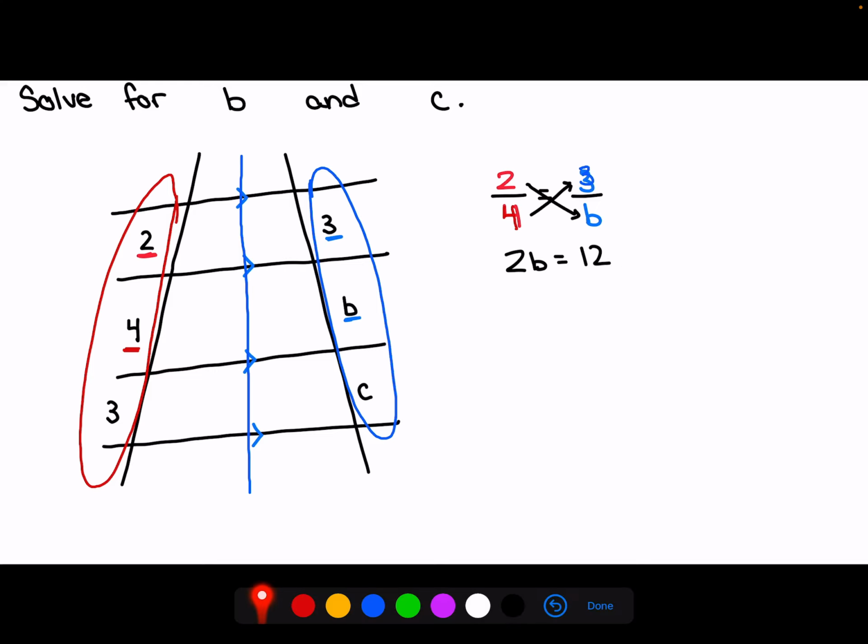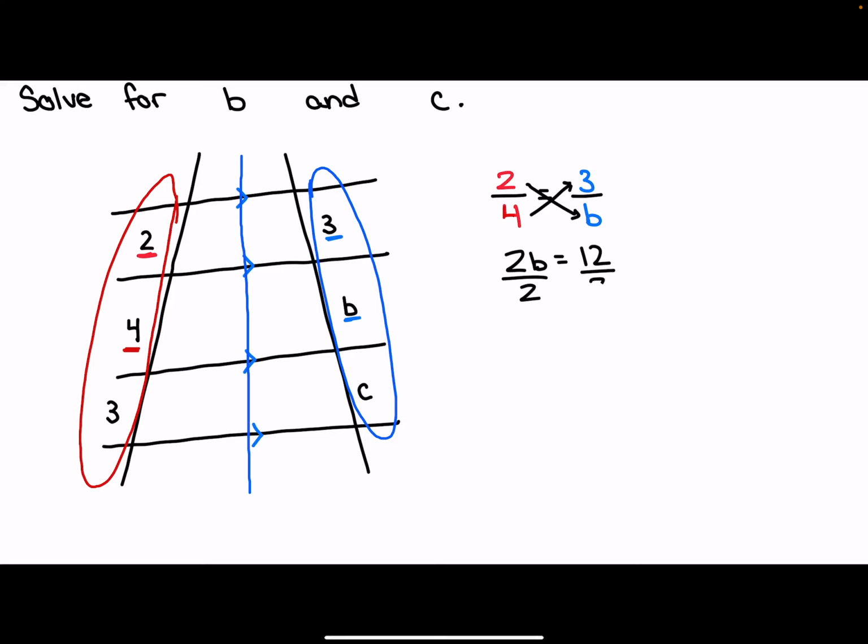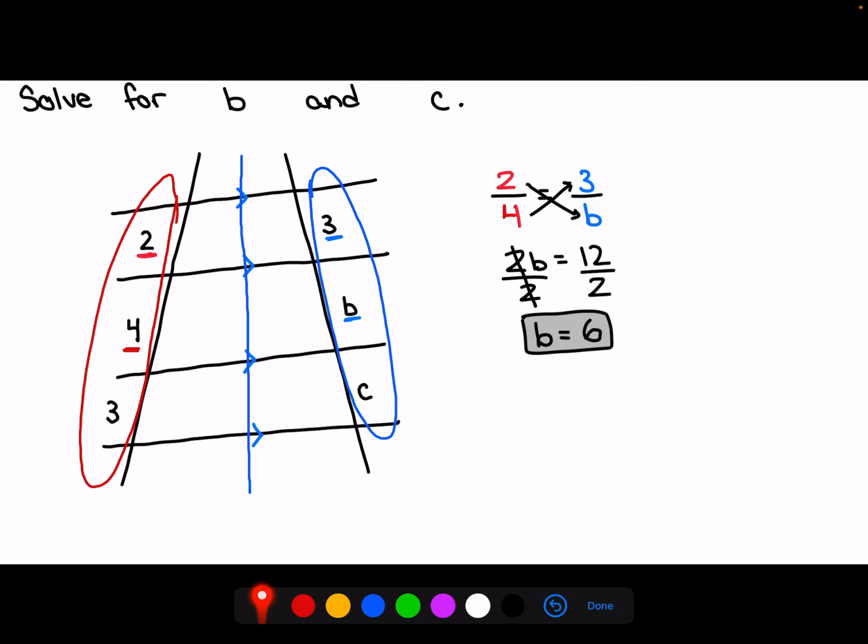And then from here, we can divide both sides by 2 to get b by itself, giving us b equals positive 6. Next, we're going to go ahead and solve for c. So I'm going to use my top numbers up here.